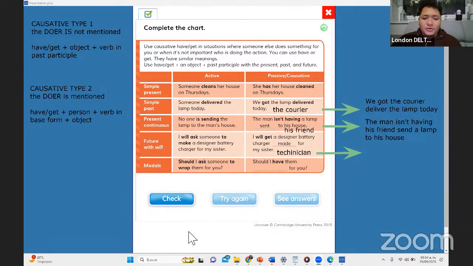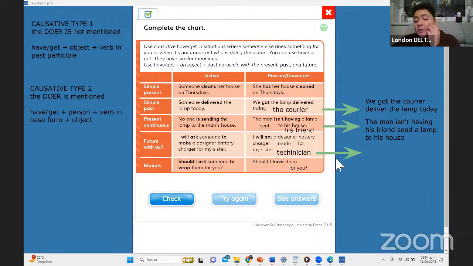Okay, let's see what you wrote. I will get a technician. They will make a designer battery charger for my sister. Very well. Very well, guys.